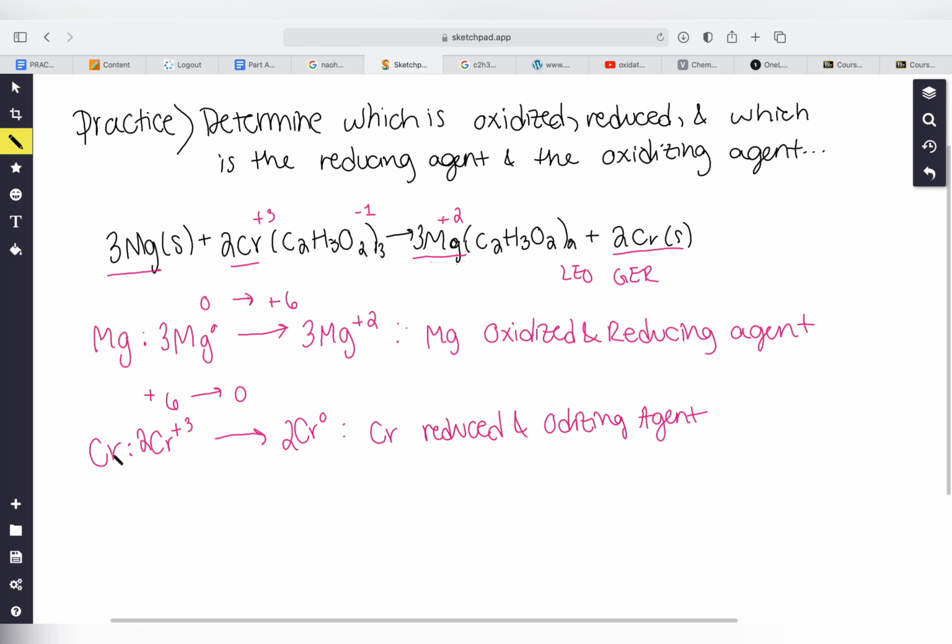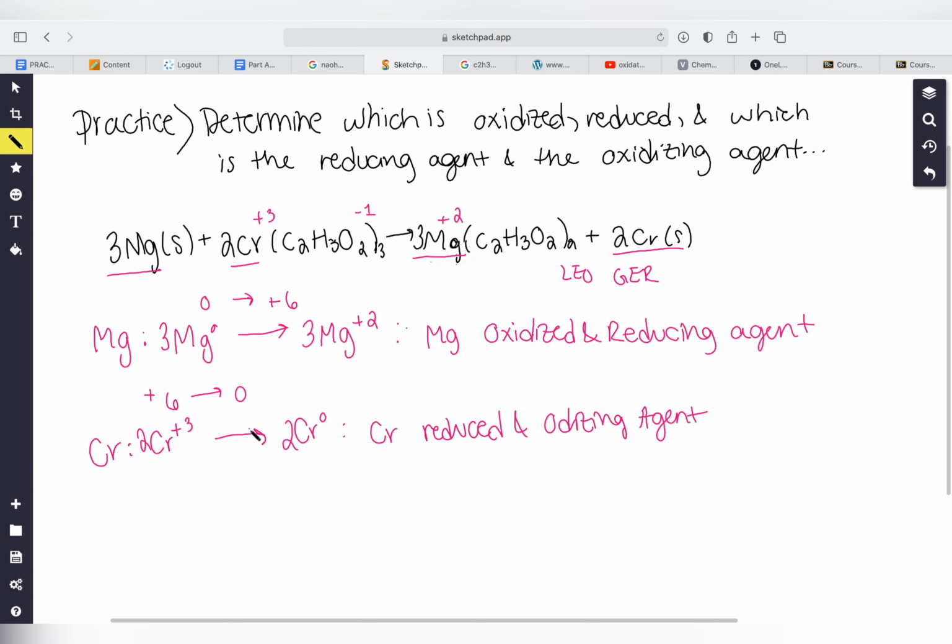And then for chromium, I did basically the same thing. Chromium has a charge of +3 in this situation, and I knew that because this compound here, acetate I believe it is, has a charge of -1. And when you cross the charges there, we can see that chromium would have a charge of +3. So we have 2 chromium there with a charge of +3, which means that it has a charge of +6 in total, and it's going to make a product that has a charge of 0. That's a solid, and solids don't have any charge to them, so it would have a charge of 0, right?